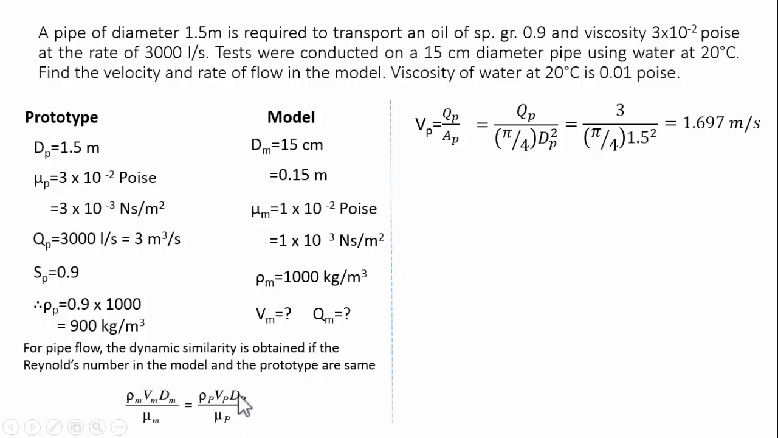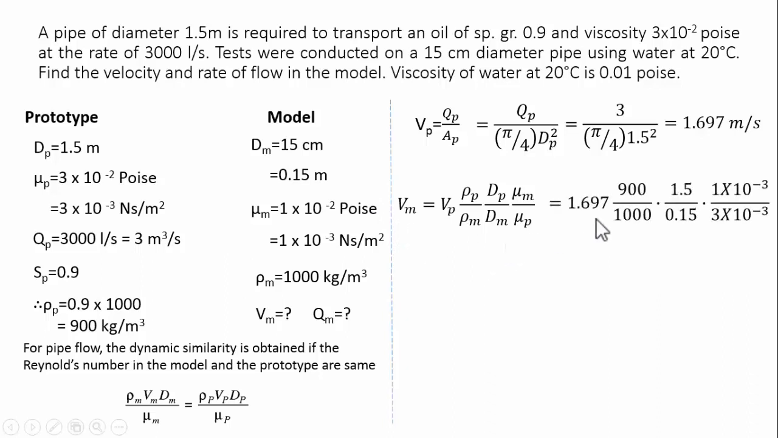So here in this equation we know all the terms except the velocity of the model. Keeping the velocity of model on the left hand side, we are bringing all the other terms to the right hand side. So this is the equation written in a different form. Only the velocity of model is unknown here, all other things are known. So we have to substitute all other values. Velocity of the prototype is calculated here, density is known, diameter is known, viscosities of both the prototype and model are known, and the velocity in the model is calculated.